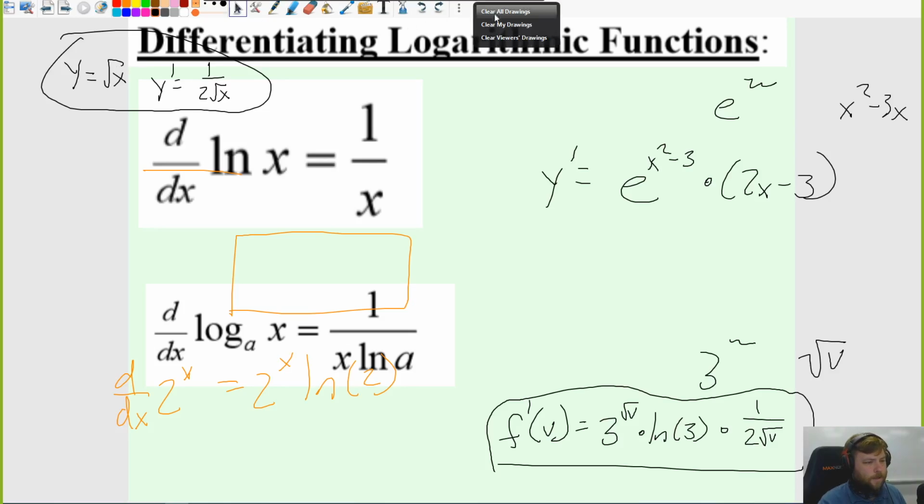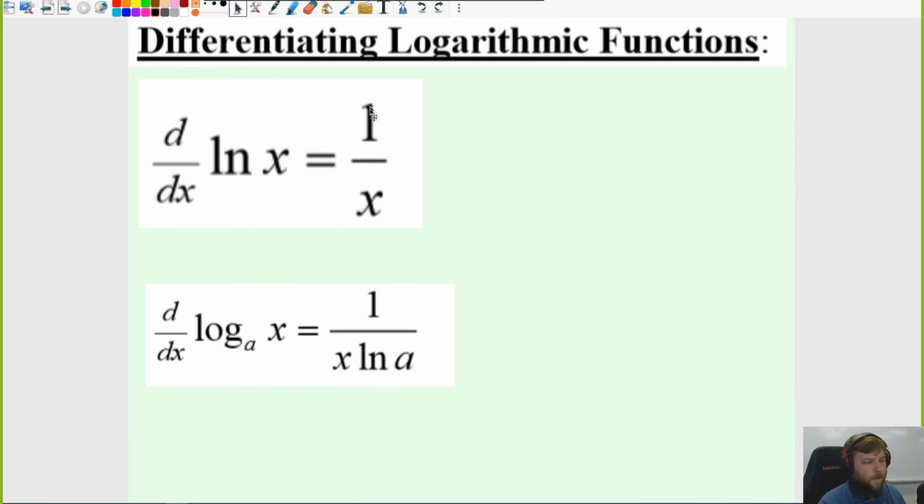All right. Now the other one, last thing here. What about logs of different bases? Well, we have ln of x. You remember a few things with log? So ln of x is the same thing as log base e of x, right? You might know that notation. If you don't, review.